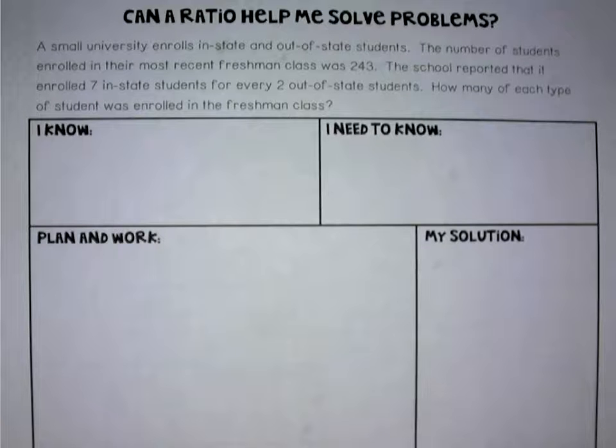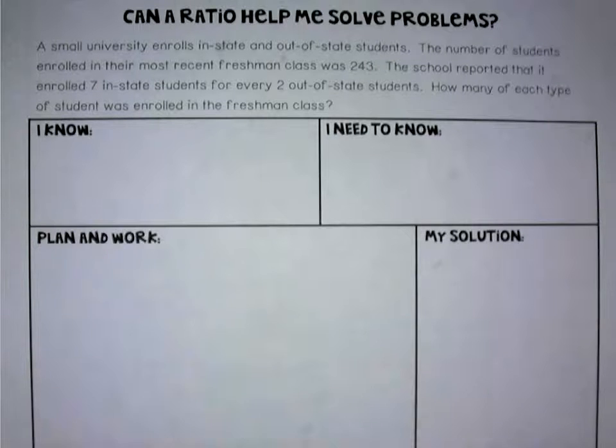A small university enrolls in-state and out-of-state students. The number of students enrolled in their most recent freshman class was 243. The school reported that it had enrolled 7 in-state students for every 2 out-of-state students. How many of each type of students was enrolled in the freshman class?